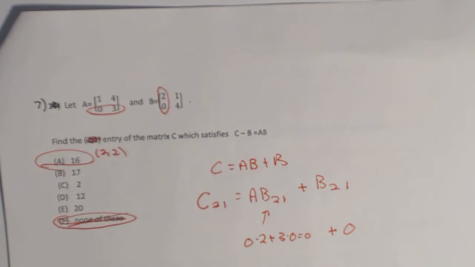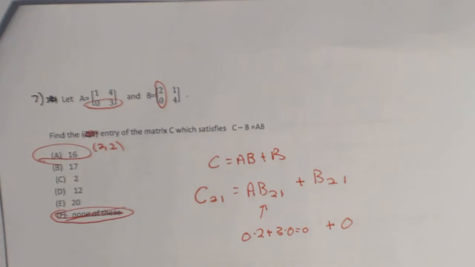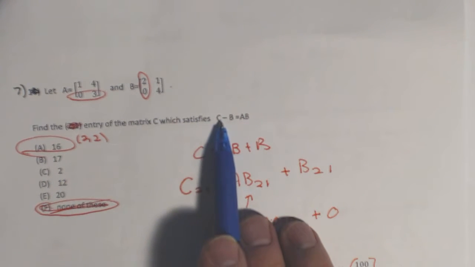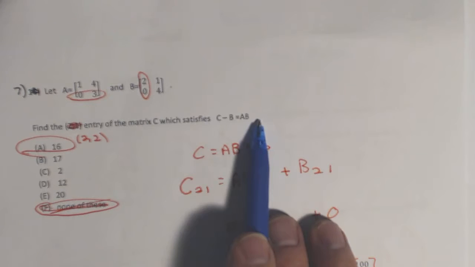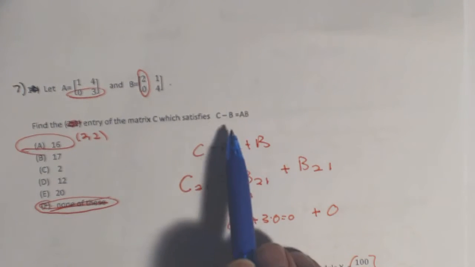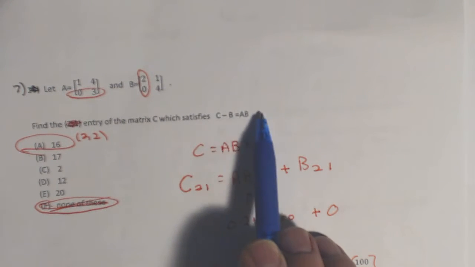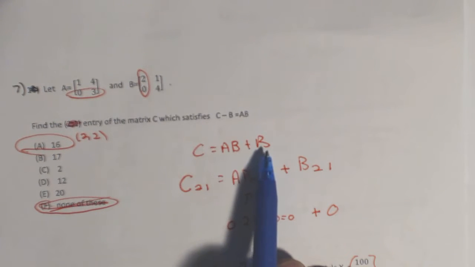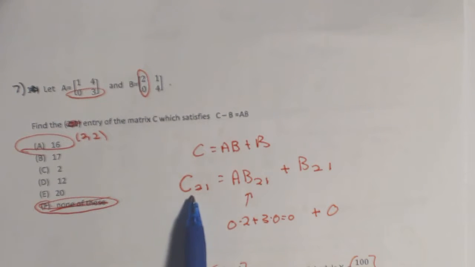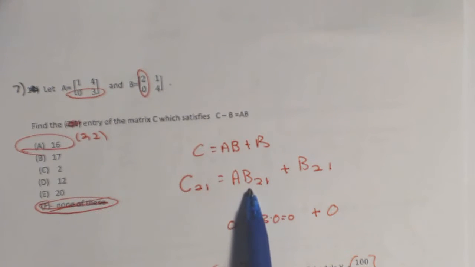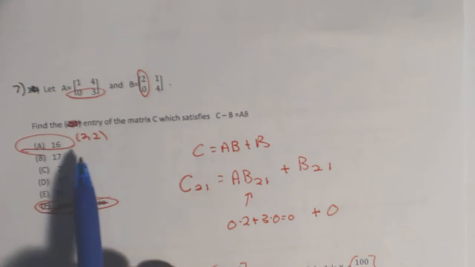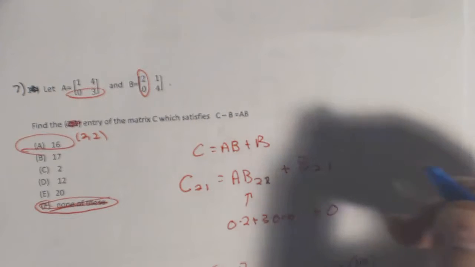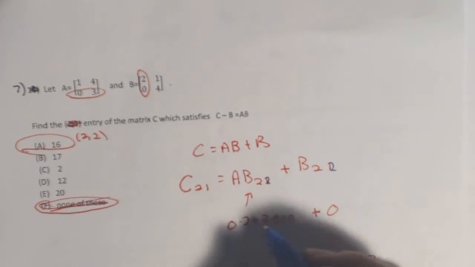Okay, on number 7, it says find the 2 entries of the matrix C which satisfies C times B equals A times B. All right, well, if I add B to both sides, I get that C equals AB plus B. That means the 2-1 entry of C is the 2-1 entry, and I guess the problem changed here. I wanted the 2-2 entry here. So I'm going to change that to 2-2 plus B22.